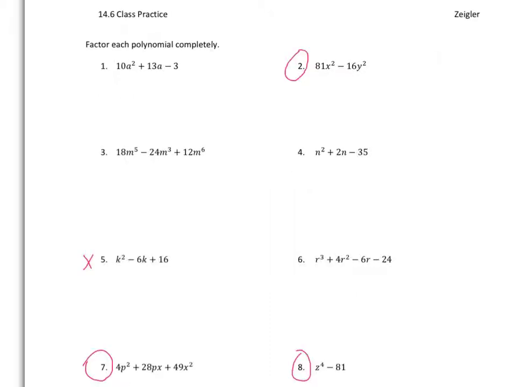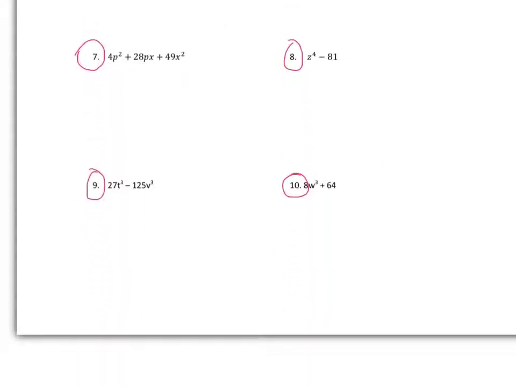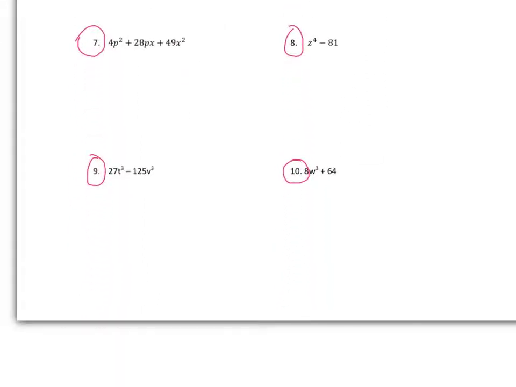Okay, the ones to circle are number 2, and you might think number 5 because the first and third terms are perfect squares, but it's not a perfect square trinomial because when you multiply the roots by 2, which is 2 times k times 4, you get 8k, but the middle term is 6k, so that means it's not a perfect square trinomial. And then number 7 is a perfect square trinomial.